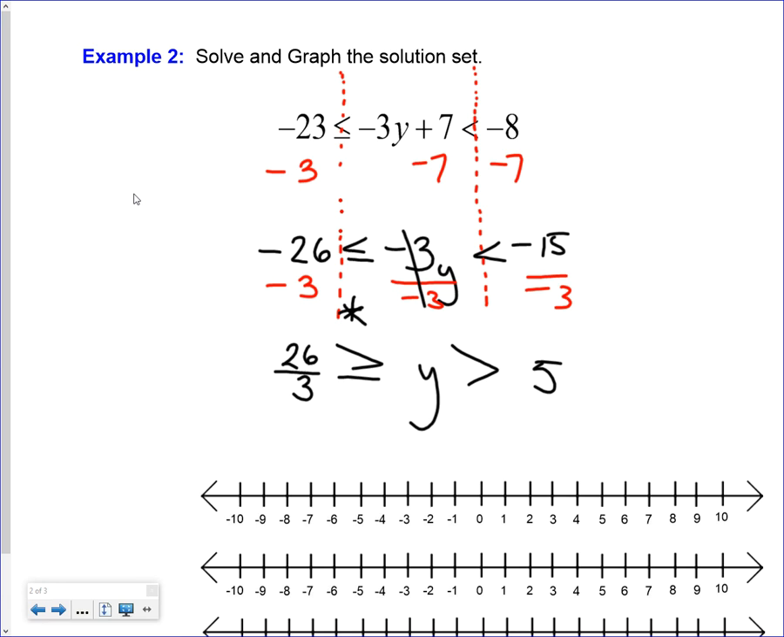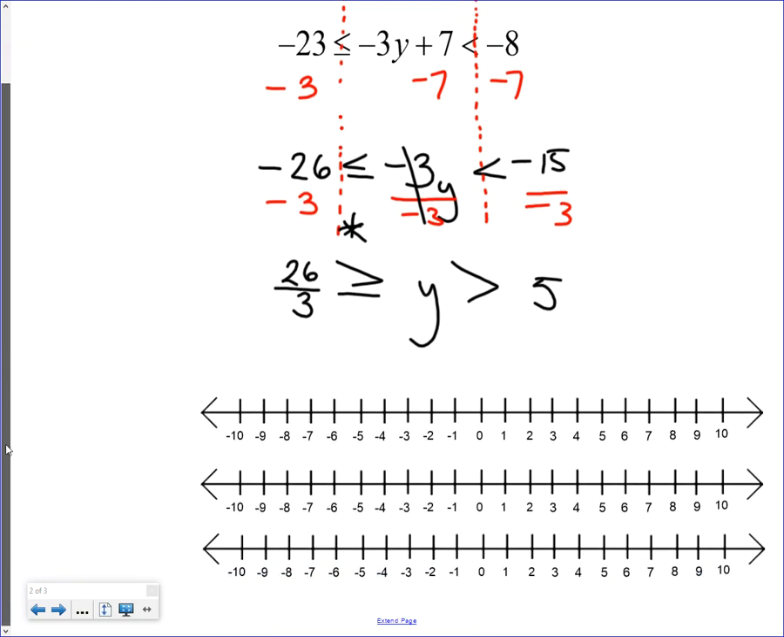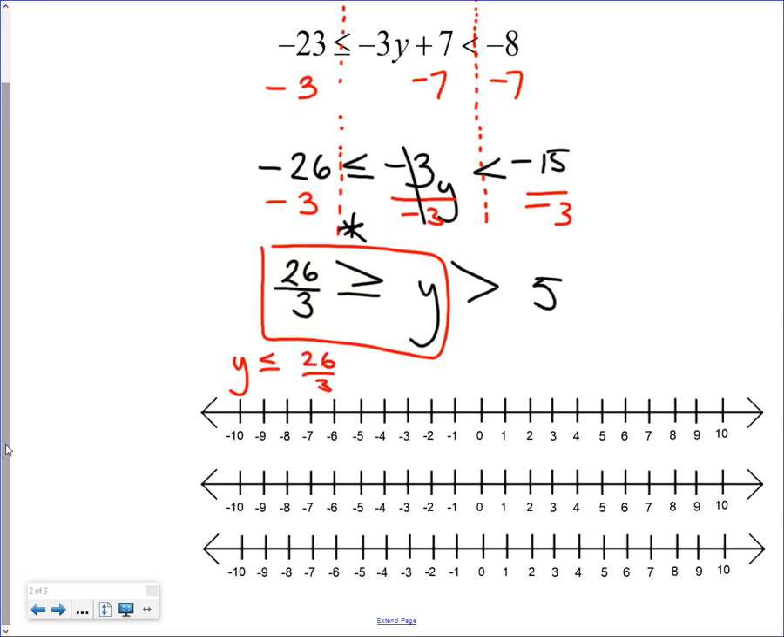So now, again, this is like two graphs. You can think of it as, I like the y first, as y is less than or equal to 26 over 3. And here's the second part. Y is greater than 5. Okay? So let's graph the first one, the red one.